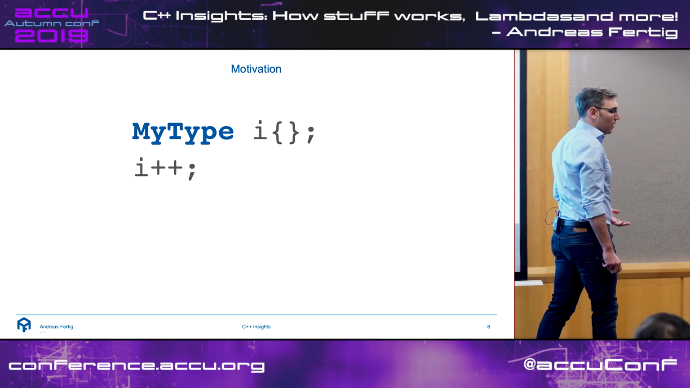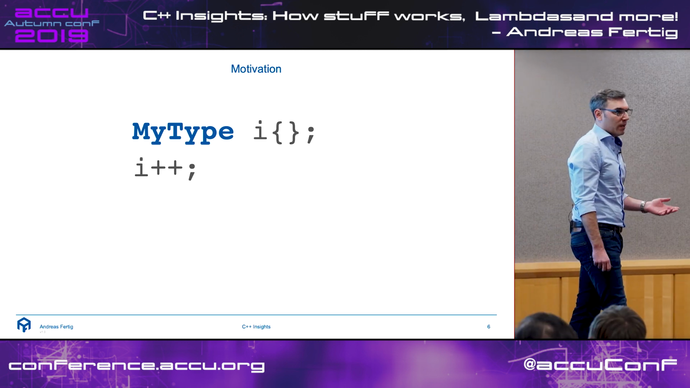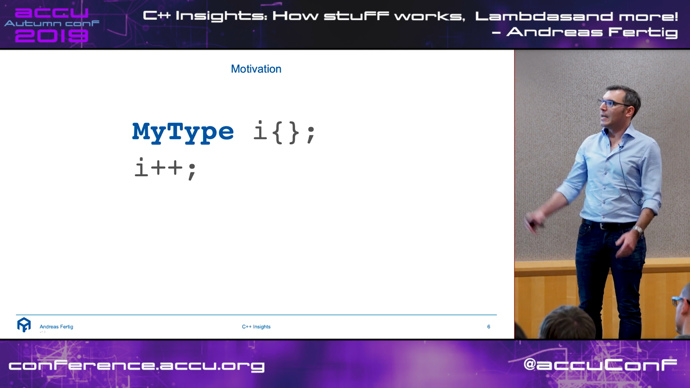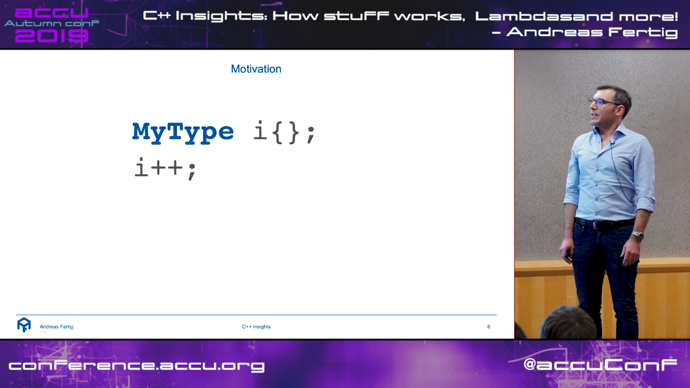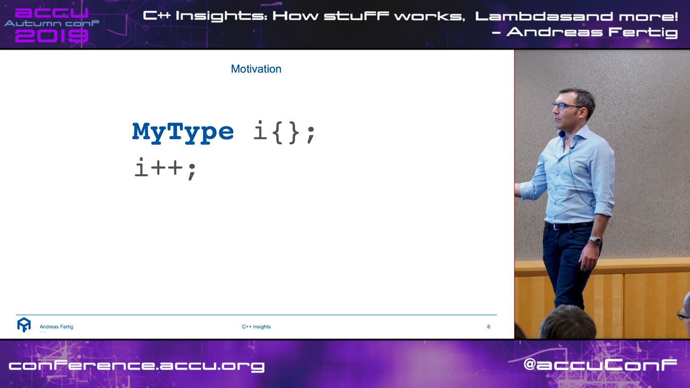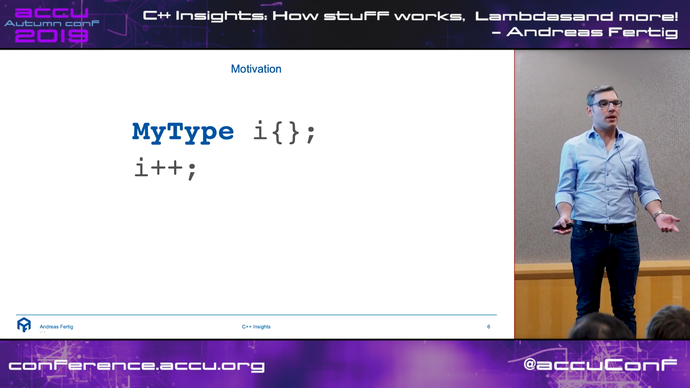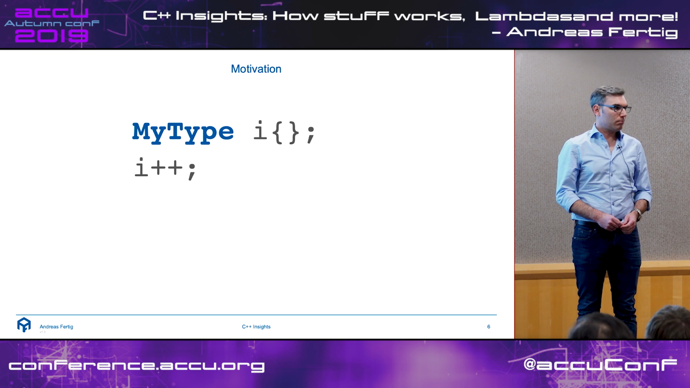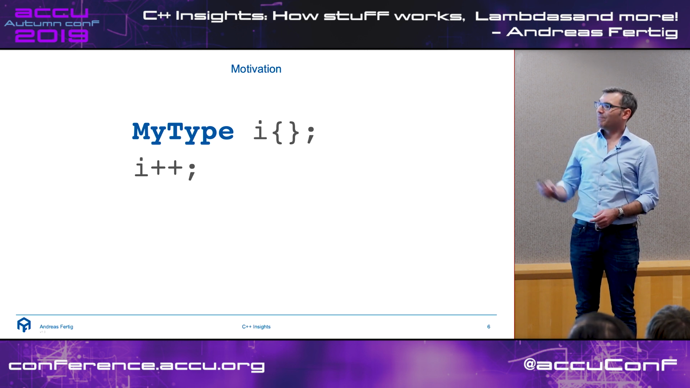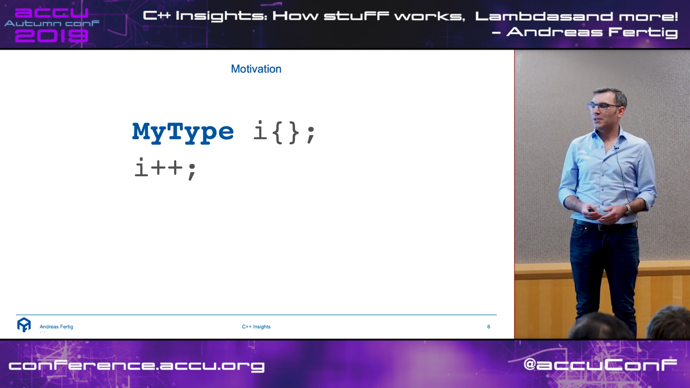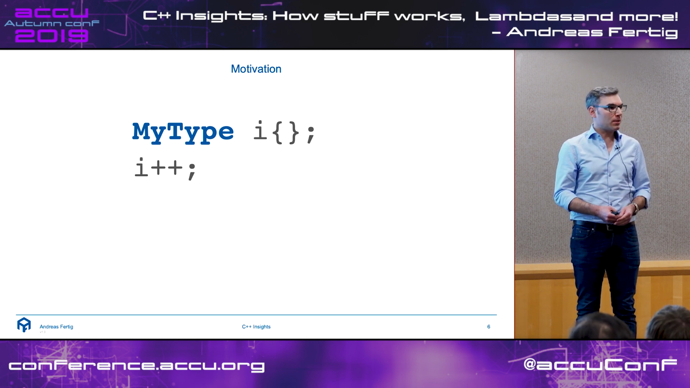I give you this here, and I give this out when I teach classes or give trainings. I have this my_type thing here, I create a variable of it called i, brace initialize it, increment it by 1 with a post-increment. And then I tell my students, well, that's probably not so good. You should use a pre-increment to save you the temporary and so on.